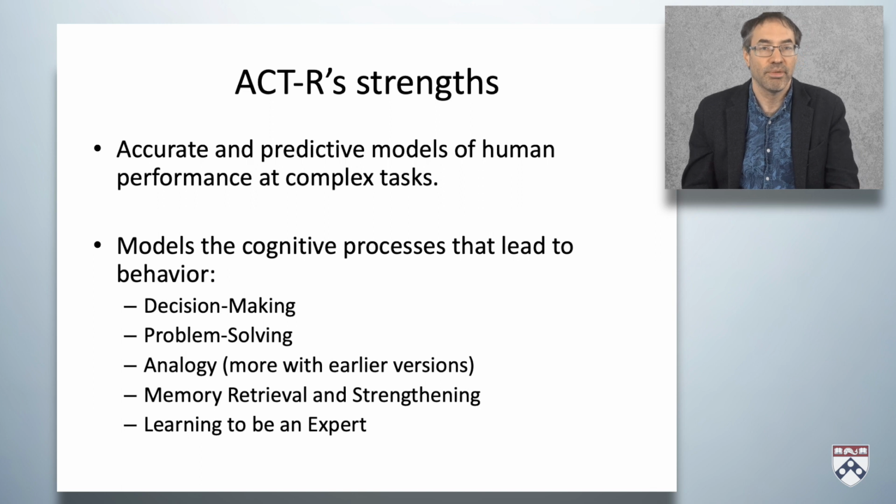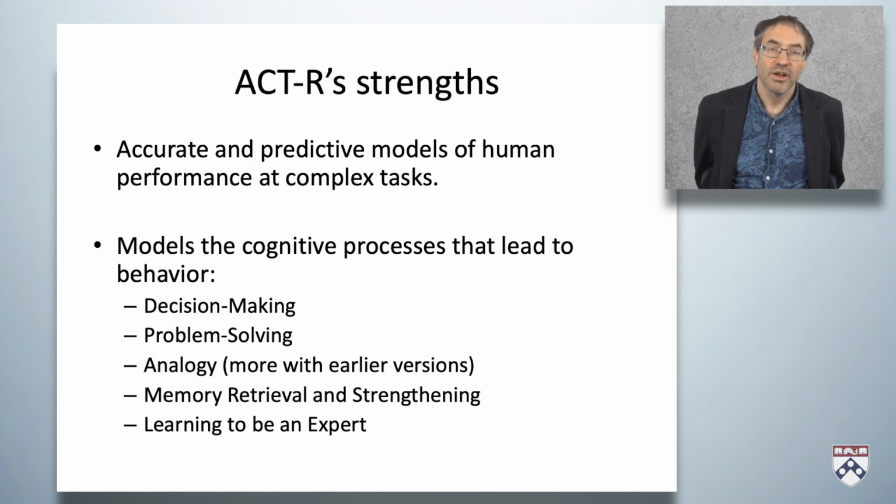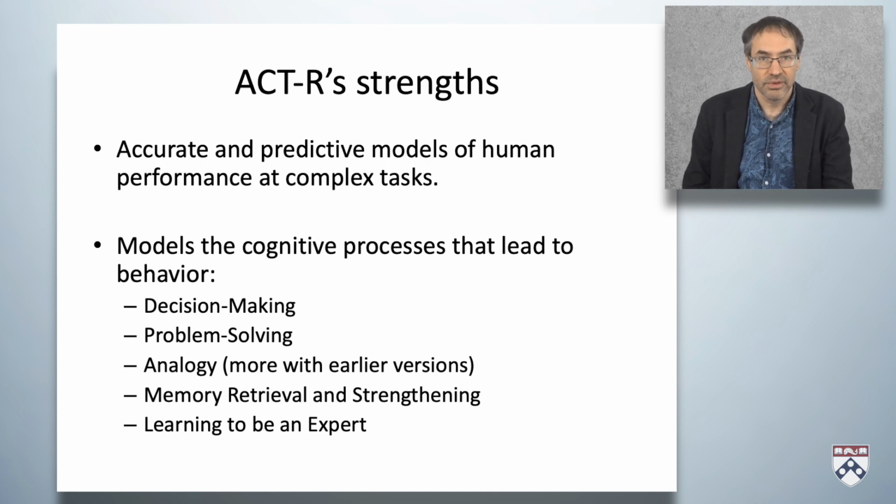ACT-R became popular for this because it's got several strengths, particularly accurate and predictive models of human performance at complex tasks, where it models the cognitive processes that lead to various types of behavior, including decision-making, problem-solving, analogy, more with the earlier versions like 2, memory retrieval and strengthening, and learning to be an expert.